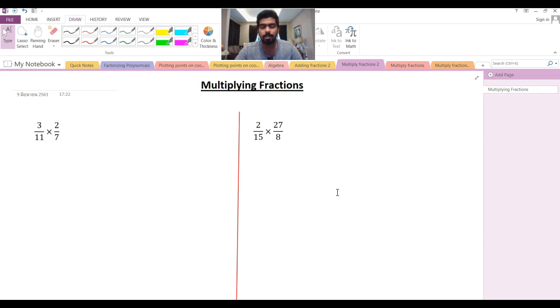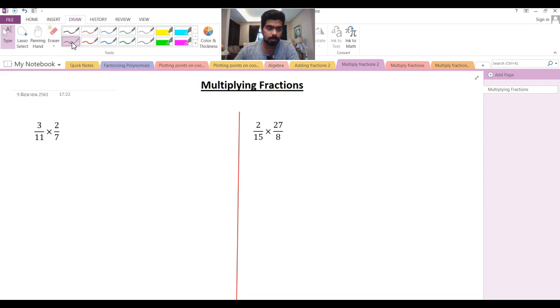What we'll be doing today is solving a few questions on multiplying fractions. In other words, how we multiply fractions and how we can simplify fractions. Right, guys? Let's get to it.